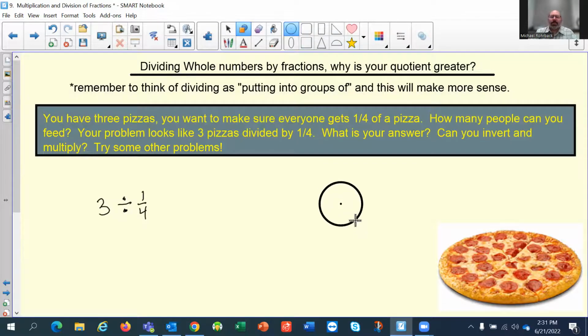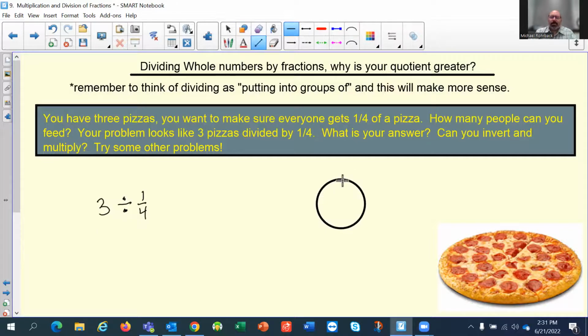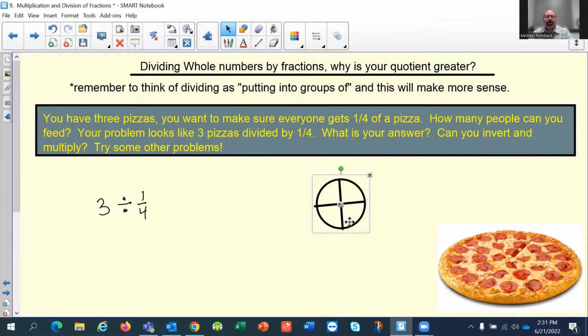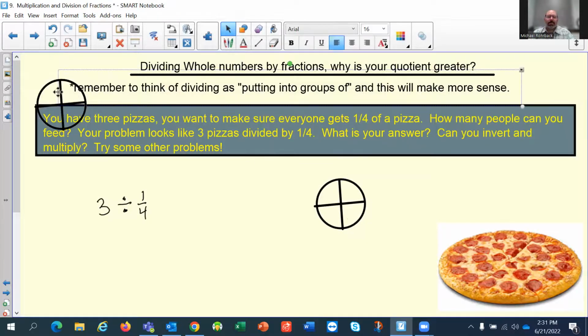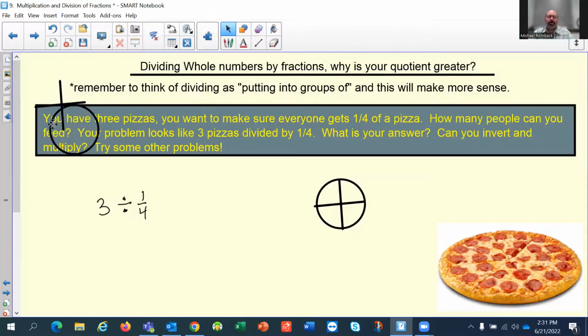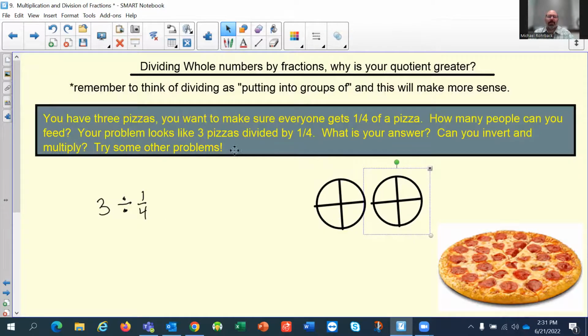We could take a circle. We could do this without using any numbers. We could just divide this into 4 pieces, divide it into quarters. We have 3 of those. Well, if I've got 3 of those, copy, paste. Oh, come on. Oh no. Let's undo that. Let's try this again. Copy, paste. There we go. Copy, paste. Hey, come on now. There we go. All right, there's our 3 pizzas.